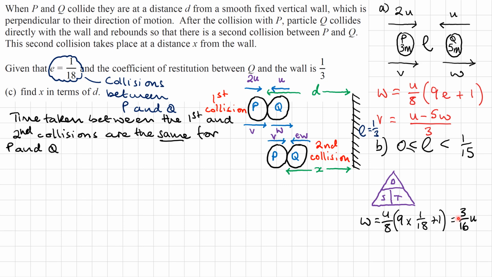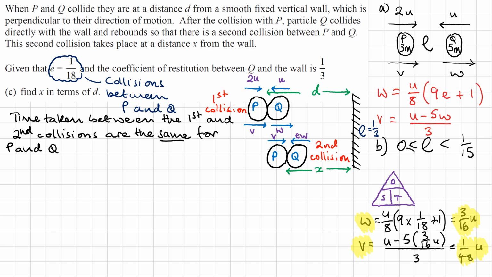So now I can substitute my value of w in here to find v. So v will equal u minus 5 times w. So that's 3 over 16u over 3. Let's simplify that and see what we get. And that becomes 1 over 48u. So I'm going to highlight these because these are going to be useful for my working. So w is 3 over 16u and v is 1 over 48u.